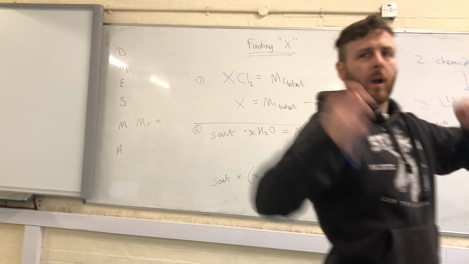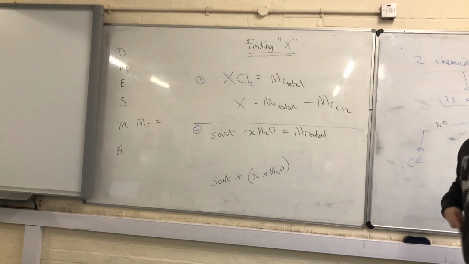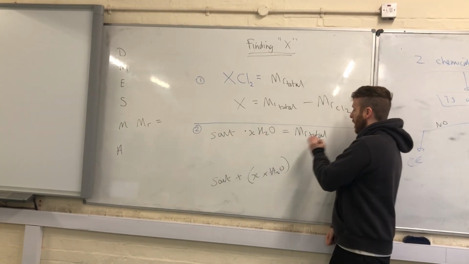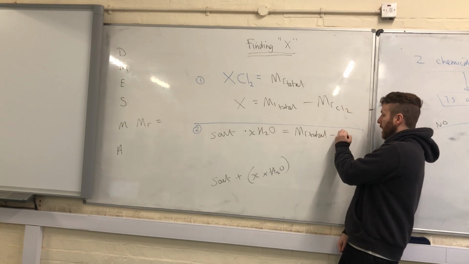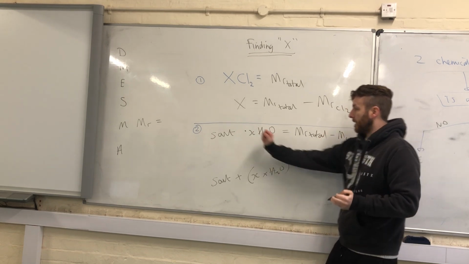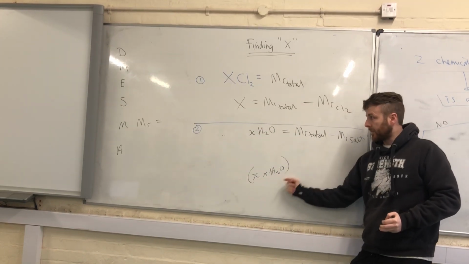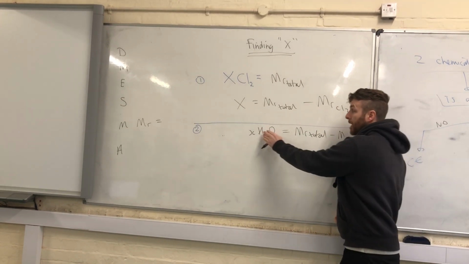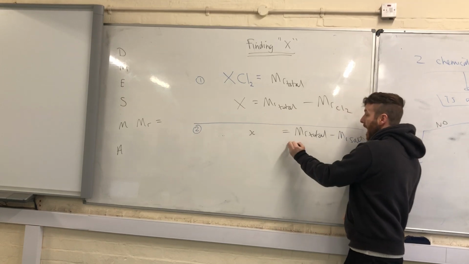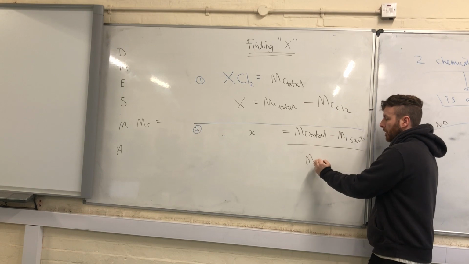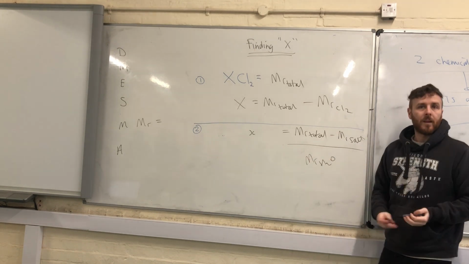Get your boards up, let's see what we got. Very nice, you guys are on it. So, first of all, we're going to subtract the salt. So our XH2O will be MR total minus MR of the salt. And then as it's X times H2O, we need to divide by the H2O. So X is your total MR minus the MR of the salt, basically divided by 18.